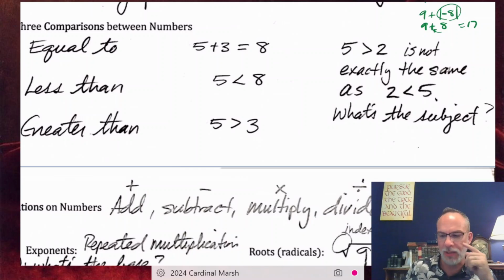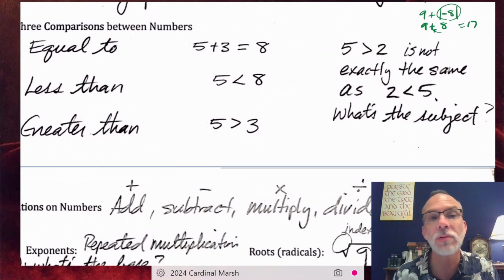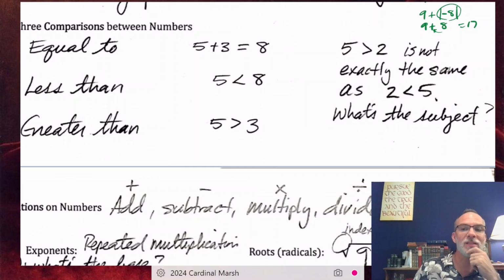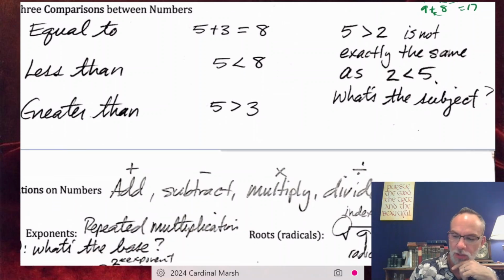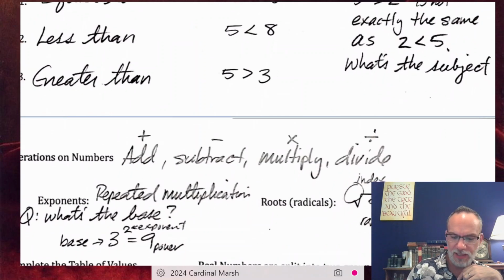Maybe this is a little bit too technical. But the subject of this sentence here, 5 is greater than 2, is 5. I'm talking about 5. What am I saying about 5? You're saying it's greater than 2. If I say 2 is less than 5, the subject is now 2. I'm talking about 2. What am I saying about 2? I'm saying it's less than 5. There's a slight variation on that. I just want you to be aware of it. If you understand just the basic idea that they're not exactly the same when you say them with words, I think that's enough. Okay, so now on to the next page.